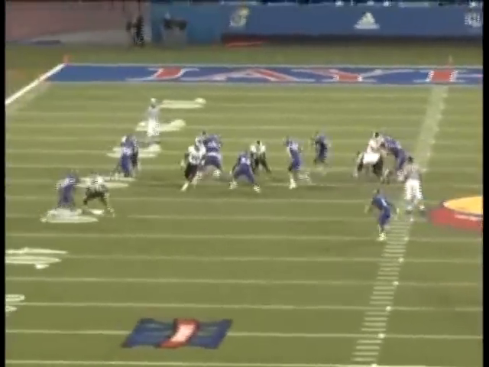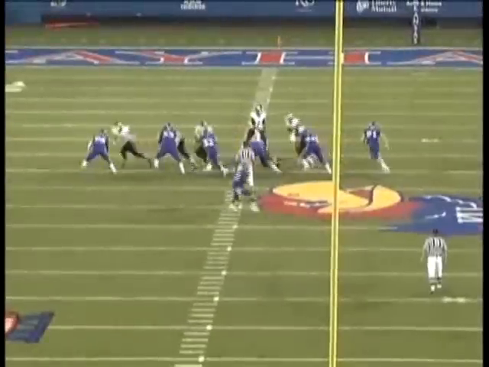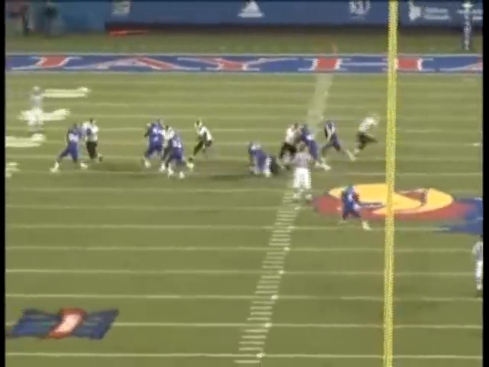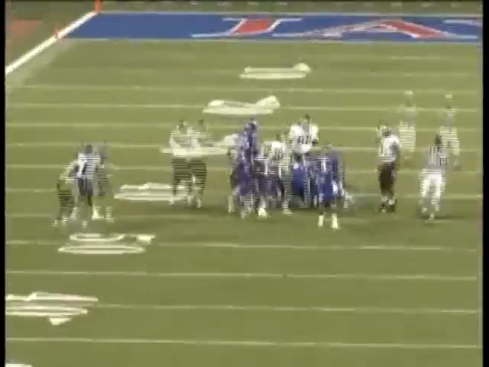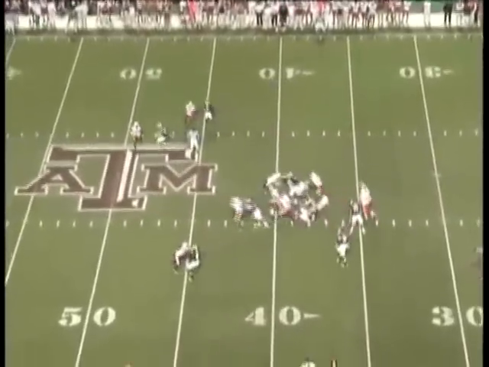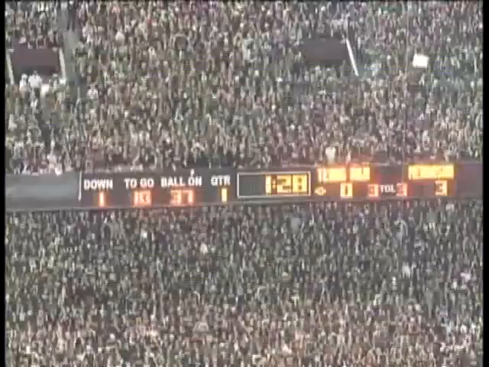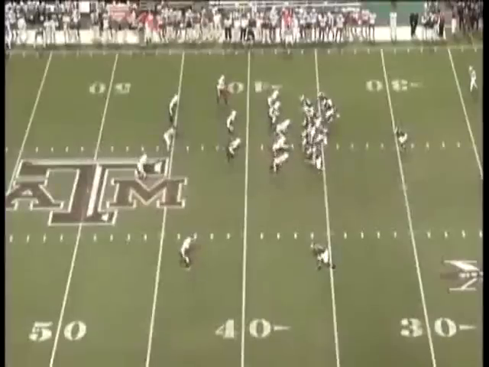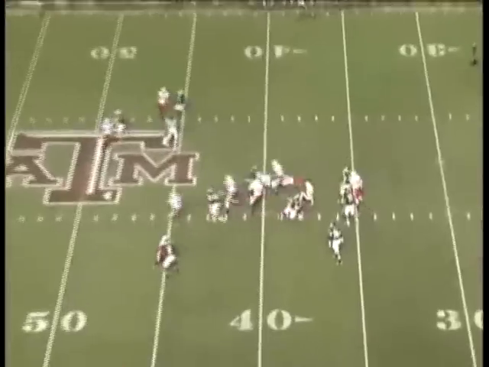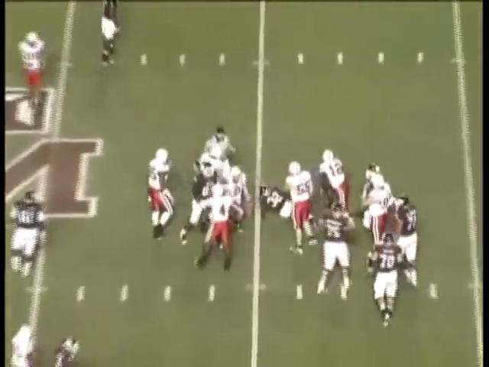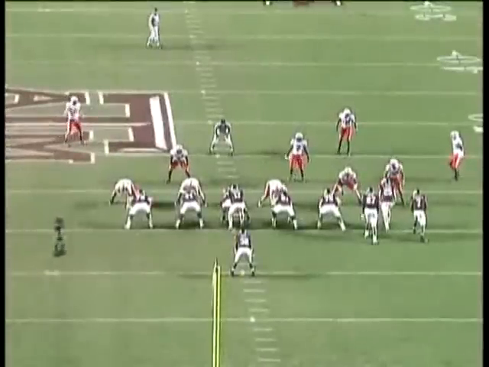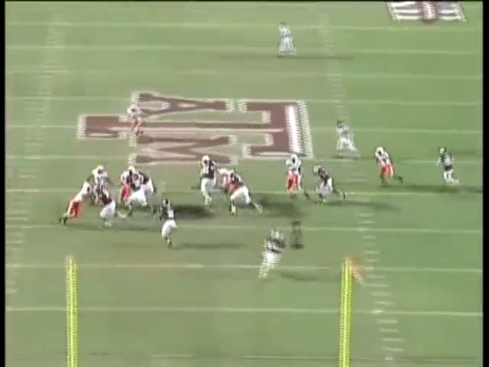You're cutting on the backside. You're reaching the play side. These are all single blocks here. It's a good run. Three and a half, 4-yard gain. 3.5-yard gain.